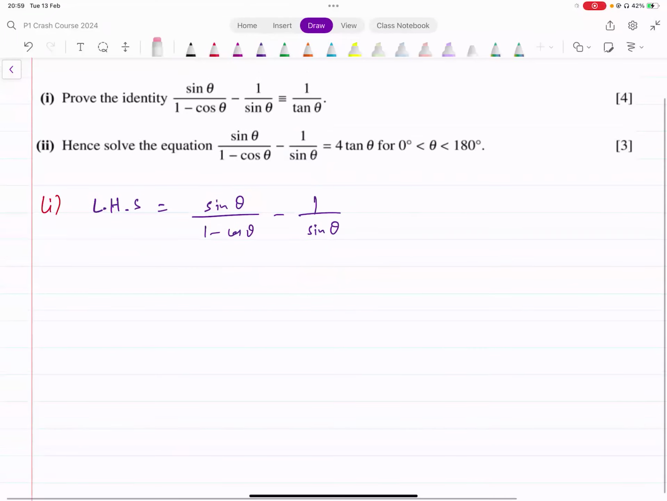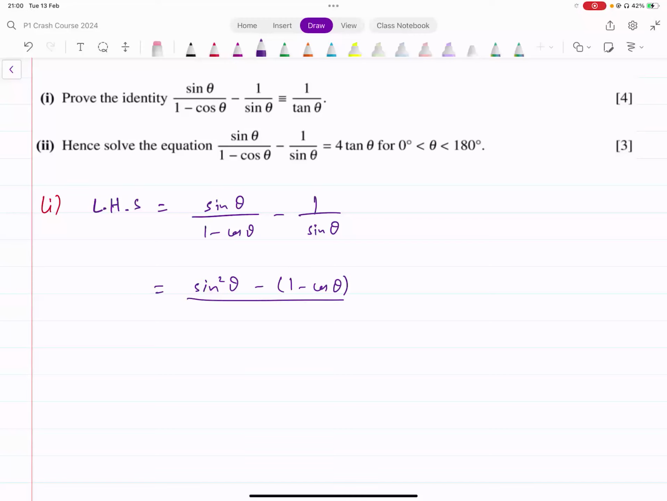Now, what can we do? We can start by taking LCM. That could be one starting point. Let's do that. Let's take LCM. Let's multiply sine theta and sine theta here like this. That gives us sine square theta minus 1 into this, that's 1 minus cos theta, divided by 1 minus cos theta multiplied by sine theta.